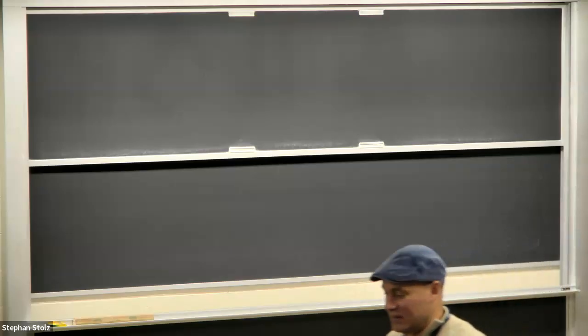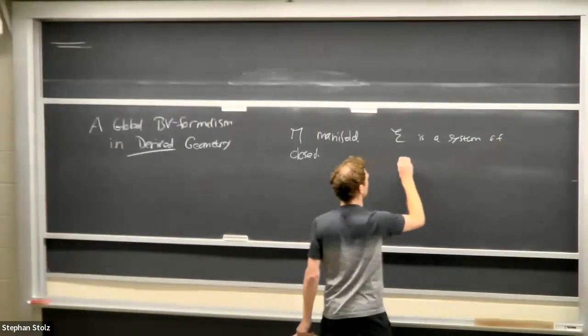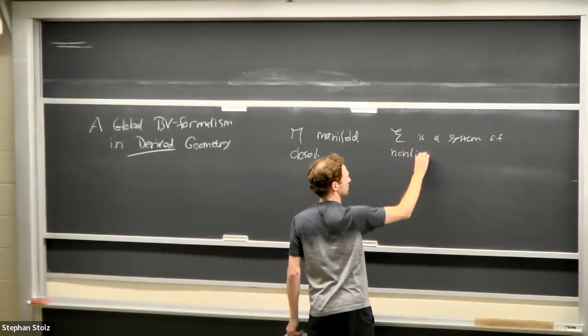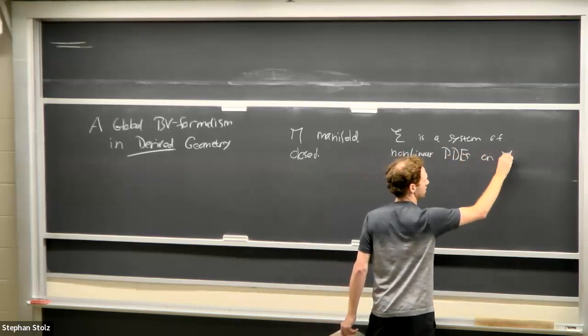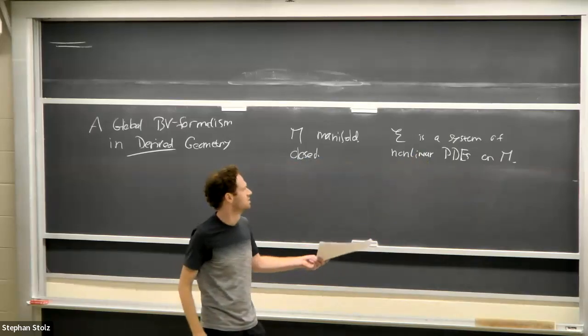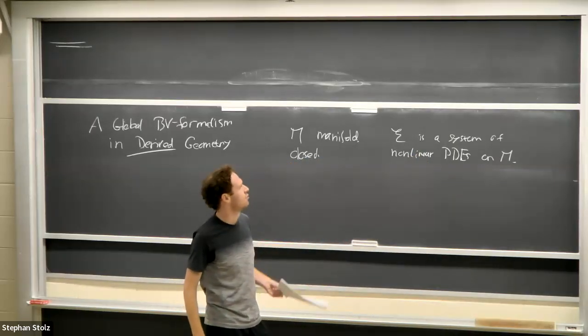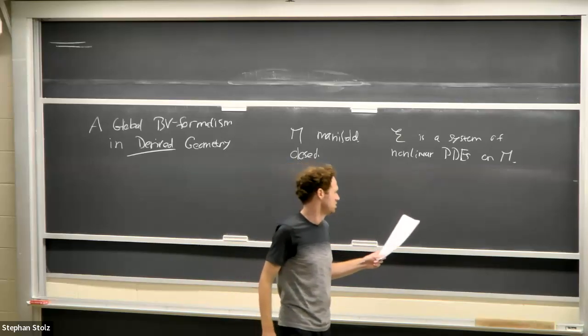Okay, this is the setting. So M for now is a manifold, which you understood is closed. And let us say that E is a system of nonlinear PDEs on M. It's a bit vague for now, but I'm going to be much more specific about what I mean by this in due course.